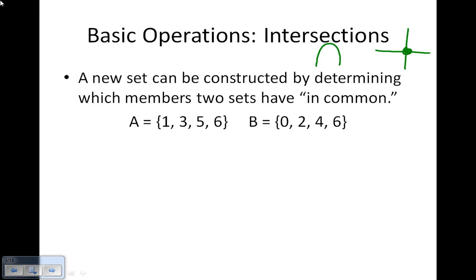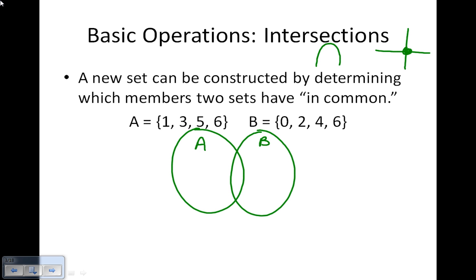So if we draw another Venn diagram for set A and set B, we have the same values we had before, 1, 3, 5. The 6 was in the middle, and then for B we had a 0, 2, and 4. For the intersection, it's where they're shared. That's going to be right here in the middle. The only part that overlaps here is that 6.